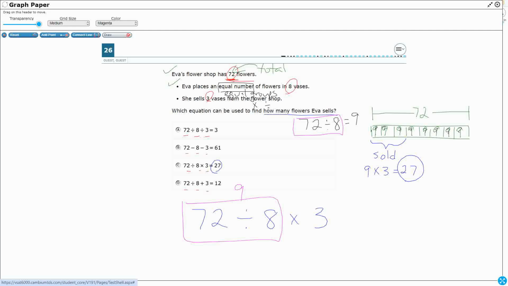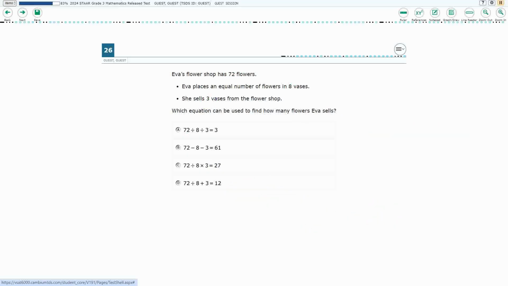And then we know that each vase had 9. 3 of the vases were sold. So then we multiplied the answer there, the quotient of 72 divided by 8, by 3 to figure out 3 of those got sold. And so that's where this comes in. This 9 times 3 is going to equal our 27. So our answer here is C.